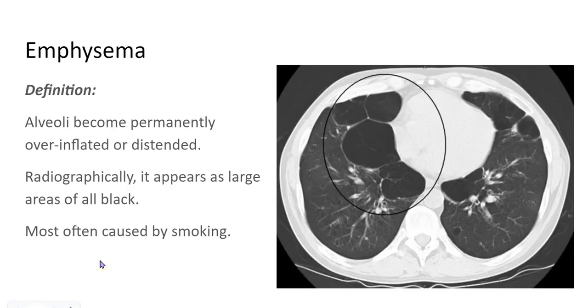Okay, let's begin by looking at emphysema. Emphysema is an irreversible and chronic lung disease in which air spaces in the alveoli become greatly enlarged due to destruction of the alveolar wall and loss of alveolar elasticity, or the ability to contract and expand. So let's say that one more time. Emphysema occurs when the alveoli become permanently distended or overexpanded, overinflated.